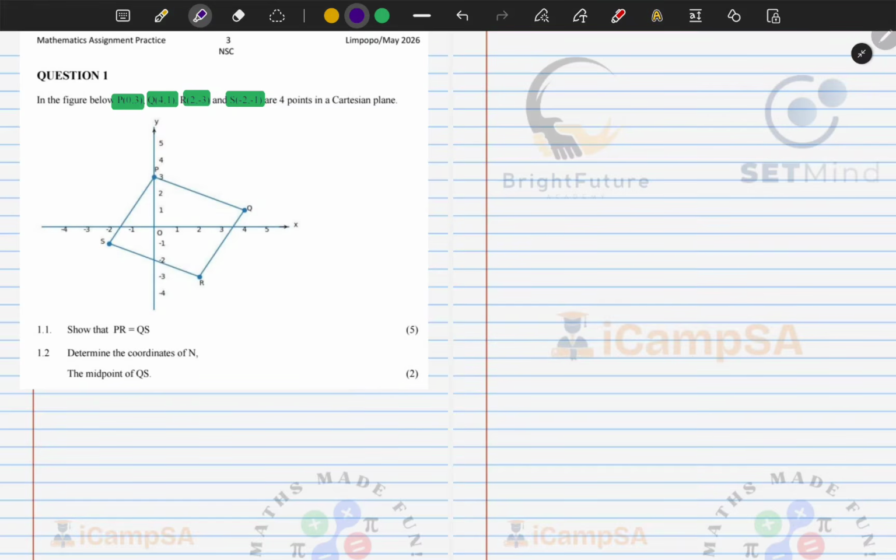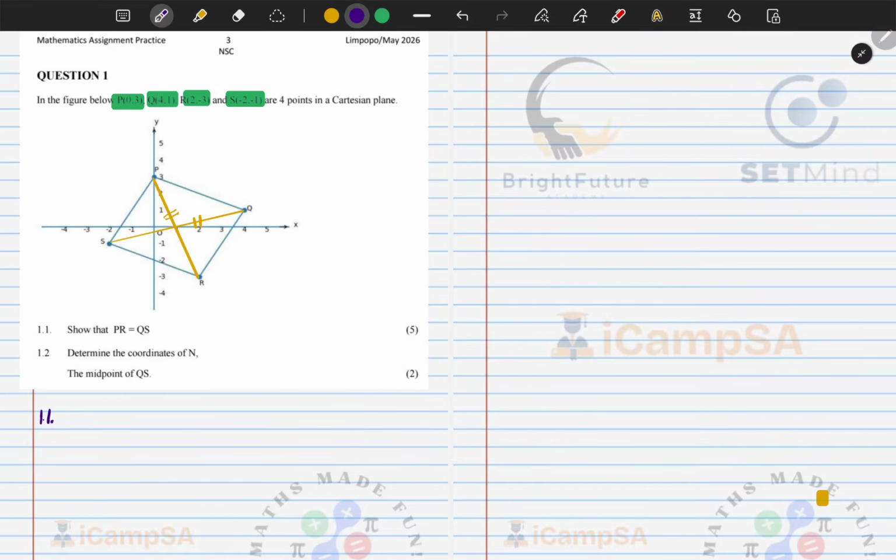So the first question is that show that PR, right? Show that PR, so this would be your PR. So we must show that PR is equal to QS, right? So we are being asked to show that these lines are equal, right? So this is going to be 1.1.